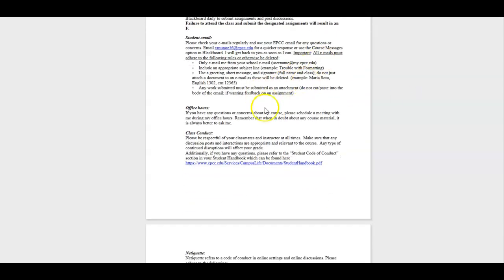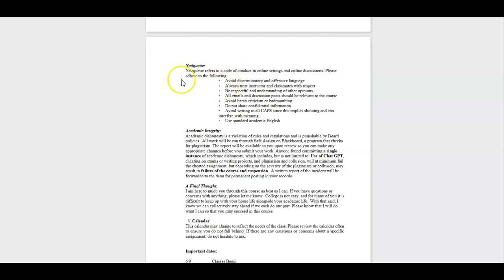My office hours, like I said, those are on Tuesdays, but email me to make an appointment if you want to meet with me online, okay, via Zoom, or we can do Microsoft Teams. Class conduct, this is all your basic information, etiquette, be mindful of this stuff, okay? Read this on your own time.